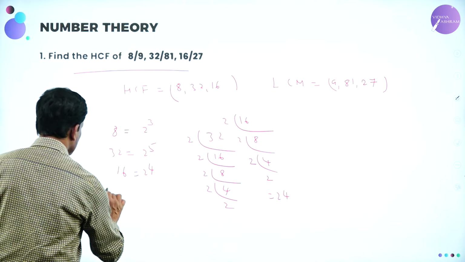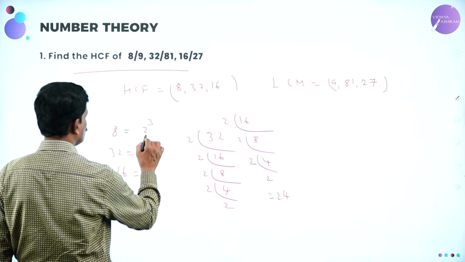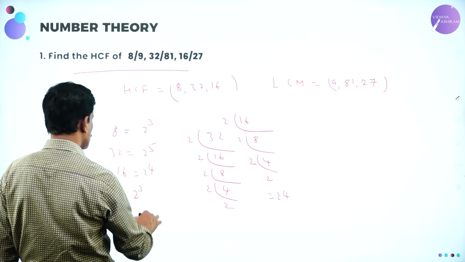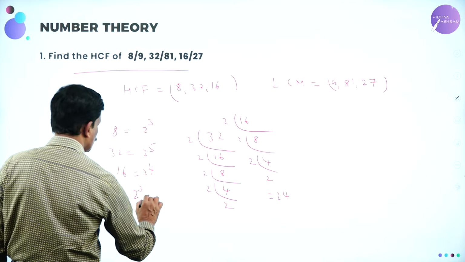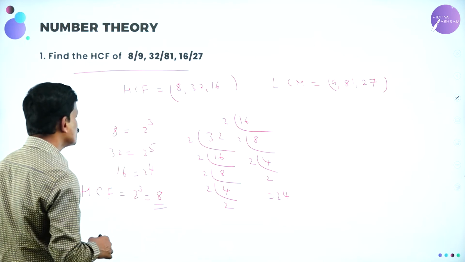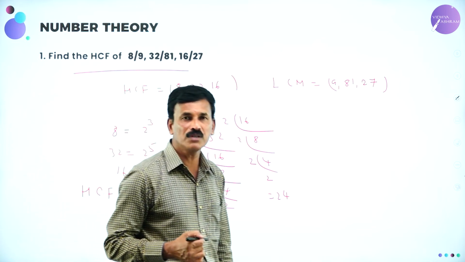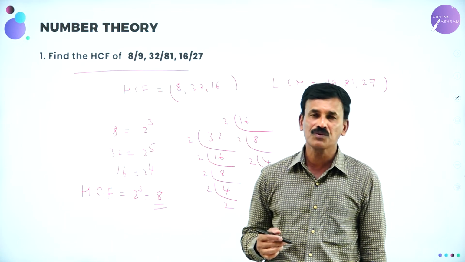What is the common factor in this? The common factor is 2 cube. The highest common factor is 2 cube. Therefore HCF is equal to 2 cube, which means 8. HCF of 8, 32 and 16 is 8.